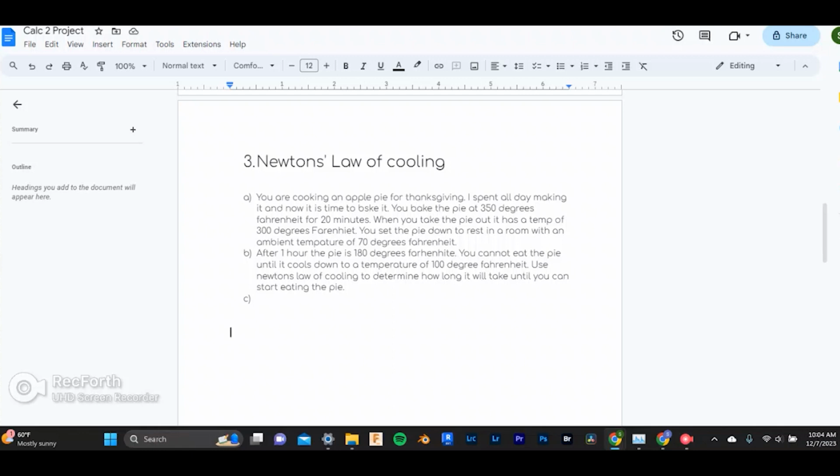You bake the pie at 350 degrees Fahrenheit for 20 minutes. When you take the pie out, it has a temperature of 300 degrees Fahrenheit. You set the pie down to rest in a room with an ambient temperature of 70 degrees Fahrenheit. After letting the pie rest for 1 hour, it has a temperature of 180 degrees Fahrenheit. You cannot eat the pie until it cools down to a temperature of 100 degrees Fahrenheit. Use Newton's law of cooling to determine how long it'll take until you can start eating the pie.